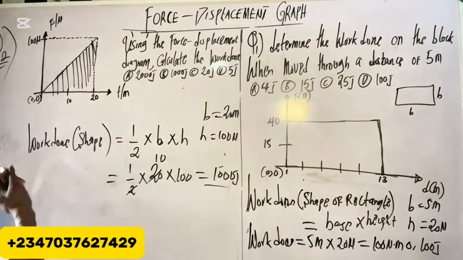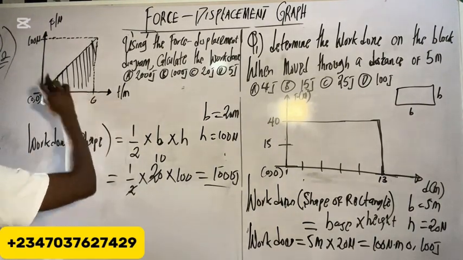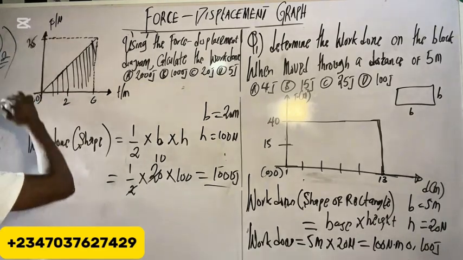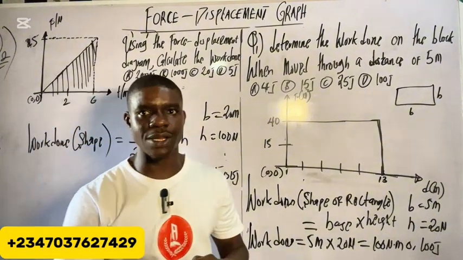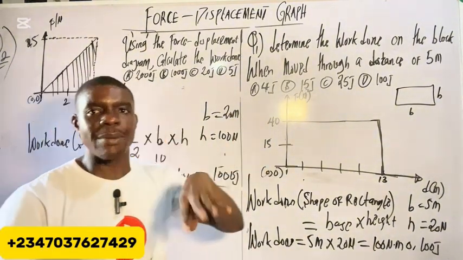So let me not change the value here. Let us say here we have 2 and here we have 6. Now let us say here we have 25. Let me not change here. Leave your answer at the comment section. You can see how easy it is. Let's move to the next one.